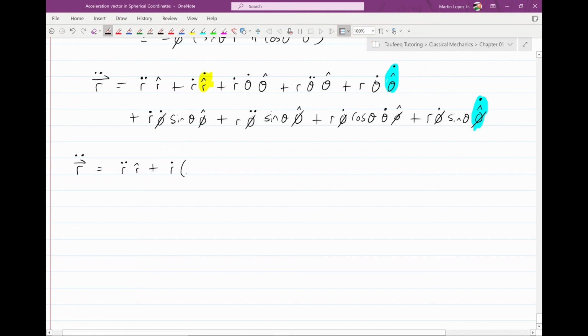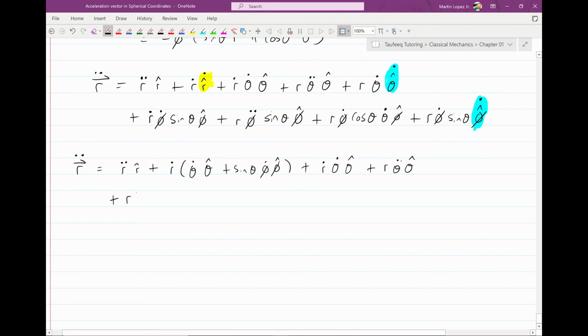Right? So we have r double dot r hat plus r dot. Well, what was r hat dot? R hat dot was theta dot theta hat plus sine theta phi dot phi hat. Okay? So that's the first one. Plus r dot theta dot phi hat plus r theta double dot theta hat.